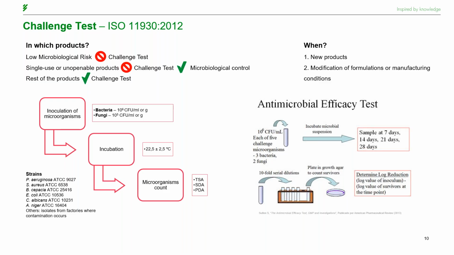And also the log reduction values, that is the logarithm of the number of microorganisms inoculated minus the logarithm of the number of surviving microorganisms at each sample time, every 7 days. So these values are compared with the minimum values required by the evaluation criteria, which would represent the protective capacity of the cosmetic formula.